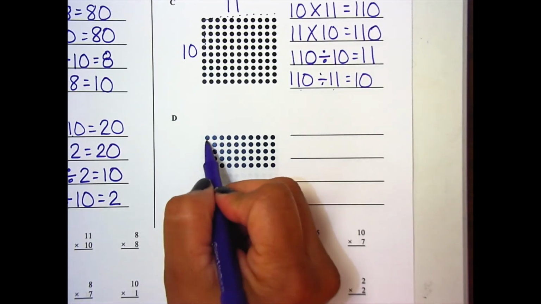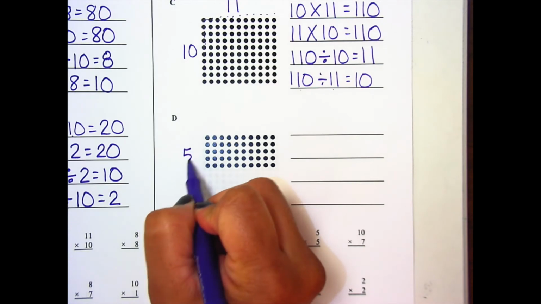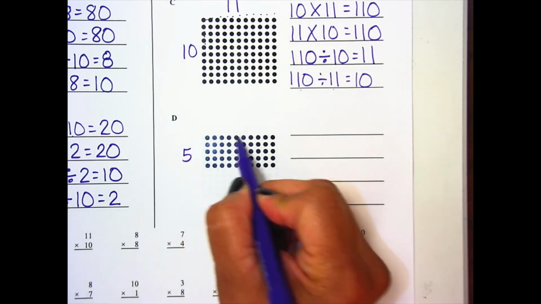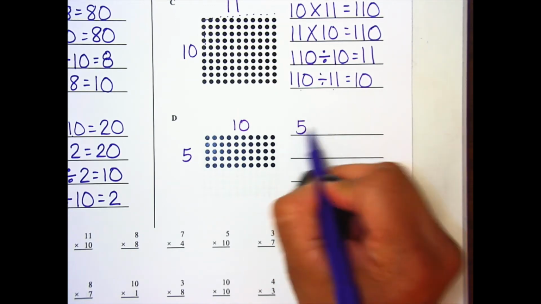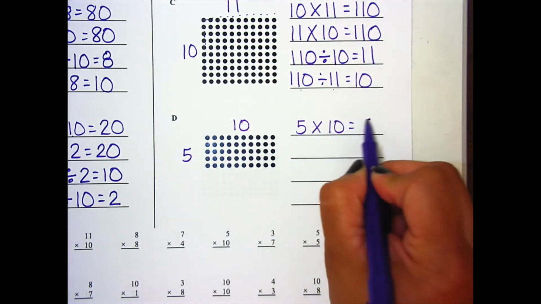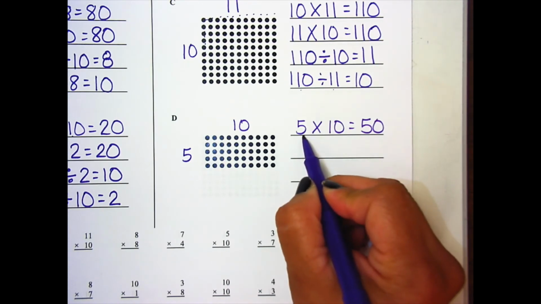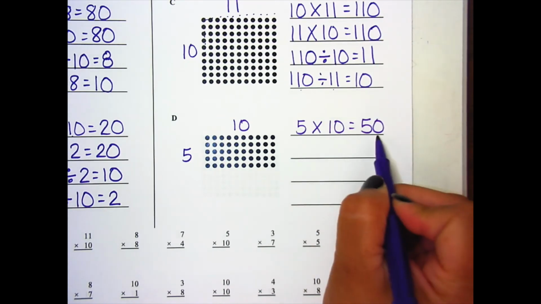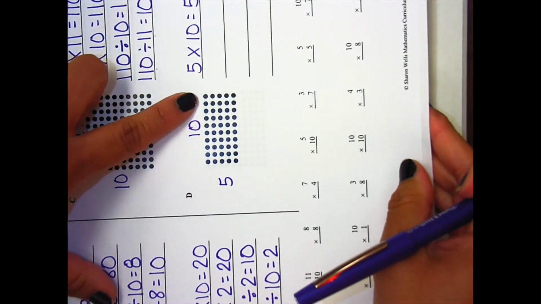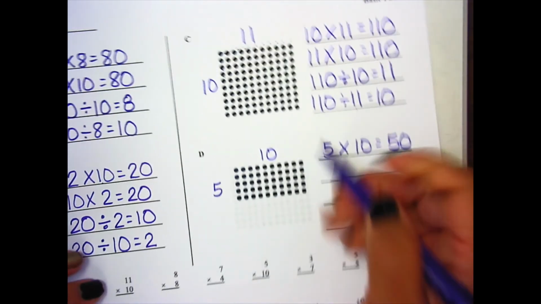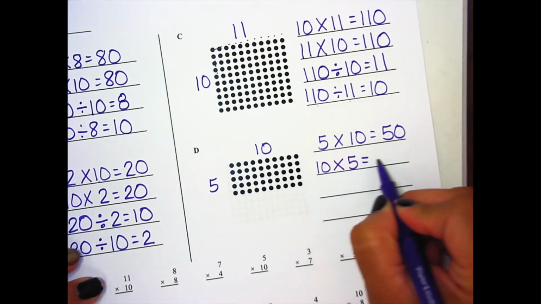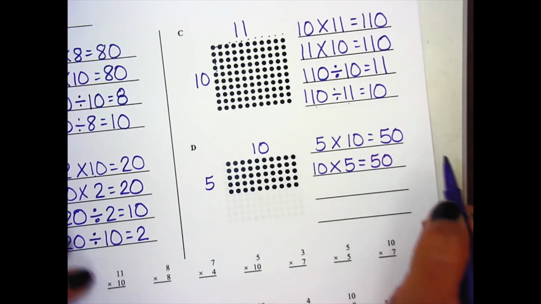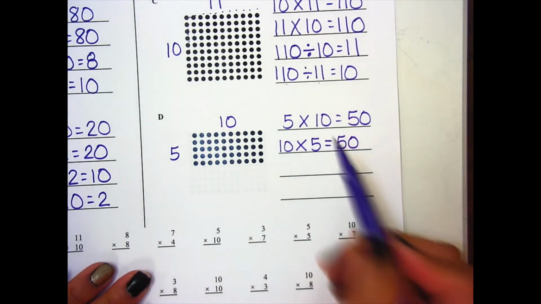Letter D. 1, 2, 3, 4, 5 rows, 1, 2, 3, 4, 5, 6, 7, 8, 9, 10, 10 in each row. So I have 5 times 10 equals 50. Factor is 5, my other factor is 10, and my product is 50. If I do the commutative, well, I have 10 rows, 5 in each row. 10 is my factor times 5 is my other factor equals my product of 50, my rows and columns.